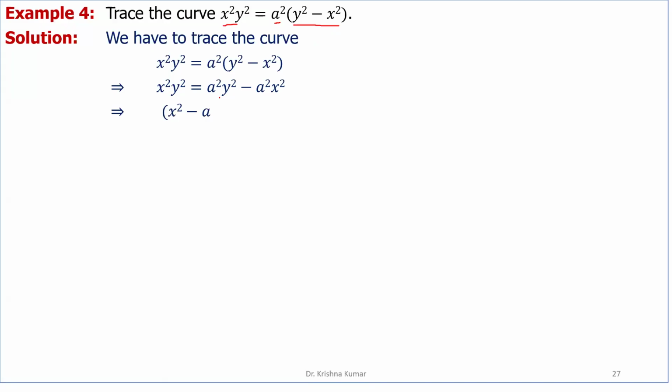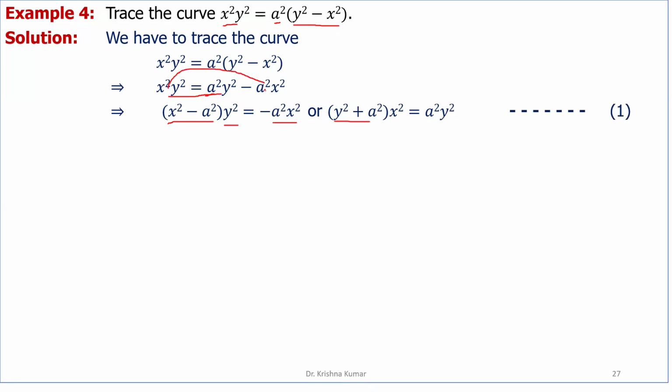Now we are moving this term to the left hand side. So it will be (x² − a²) y² = −a² x², or (y² + a²) x² = a² y². If we move this term to this side, we get (y² + a²) x² = a² y². So we have rearranged this equation in two ways. This is the first way and this is the second way.